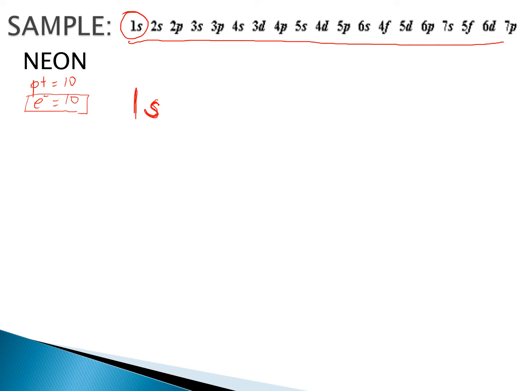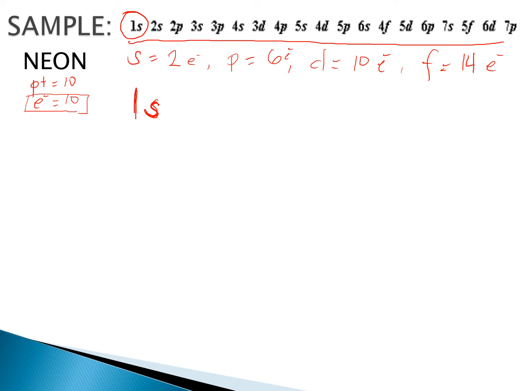Now, let me write the maximum number of electrons that can occupy the following orbitals. So, again, for s, how many electrons? There could be 2 electrons. How about for p? The maximum number of electrons for p is 6. For d, there could be 10 electrons. And for f, there could be 14 electrons.